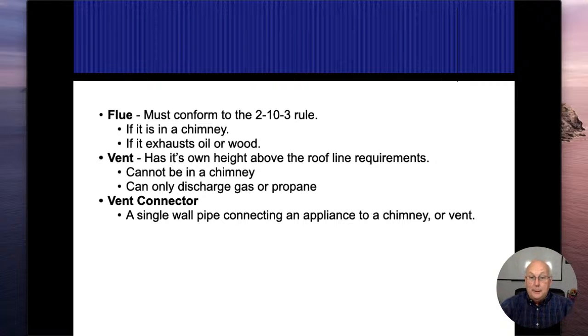Single wall pipes, and these vent connectors, cannot go through a structure. They can't go through a wall. They can't go through a floor. They can't go up and out through the roof. They're just meant to connect to the B vent. They do have to conform to the same slope rules. We'll get to those in a little bit. But again, they can't go through a structure.